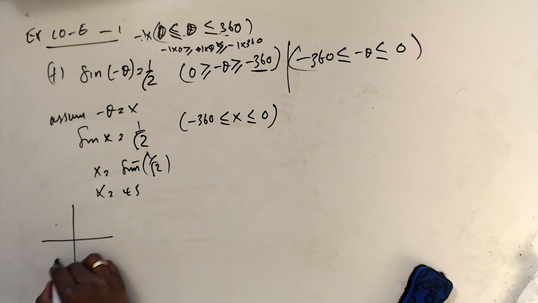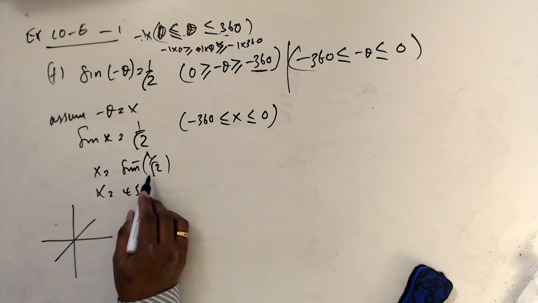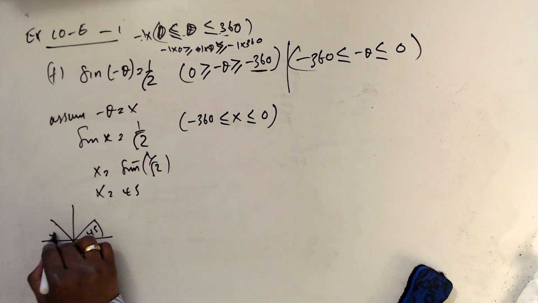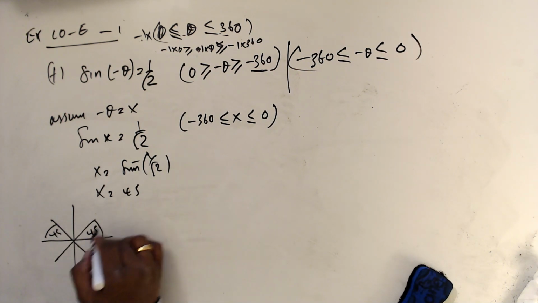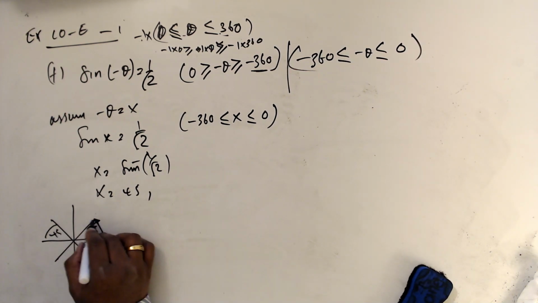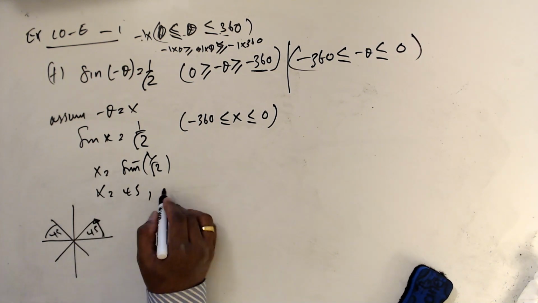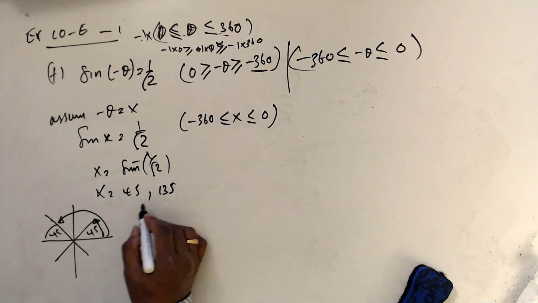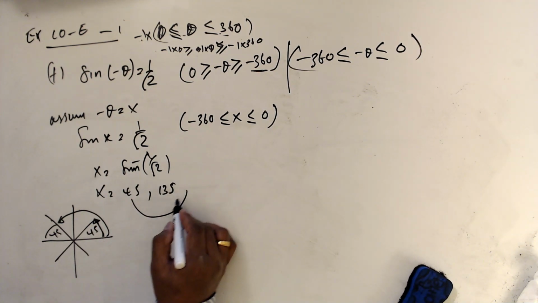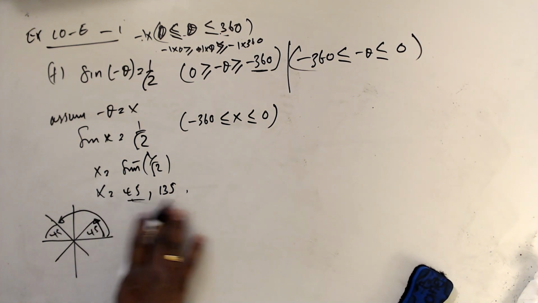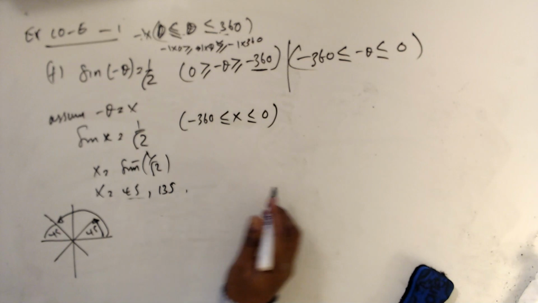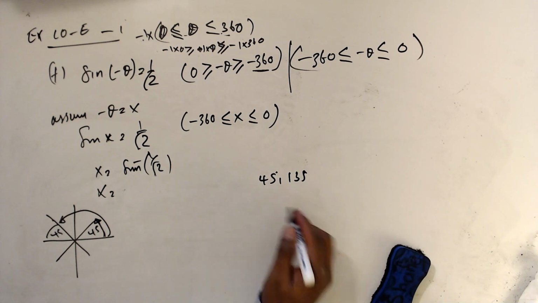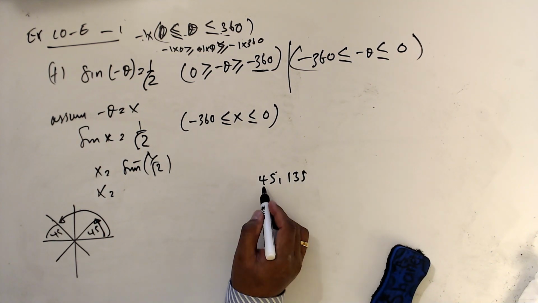So x is positive. Sine positive is in the first quadrant and the second quadrant. So x equals 45, one answer. The other answer is 135. Then 45. Okay. Both are not in the range, I mean not included here. So I'll write 45, 135, two answers. We can't go forward. It is positive still. We'll go backward now.